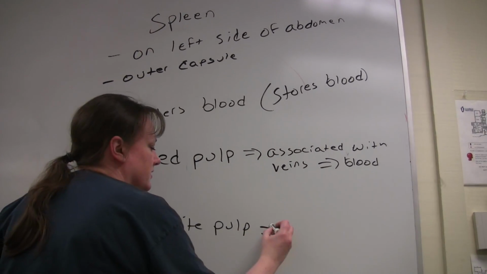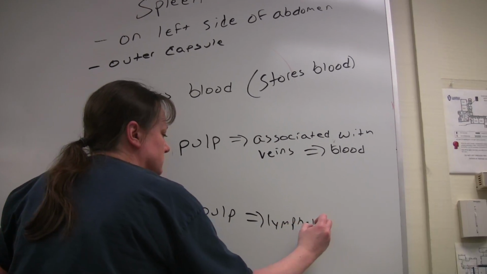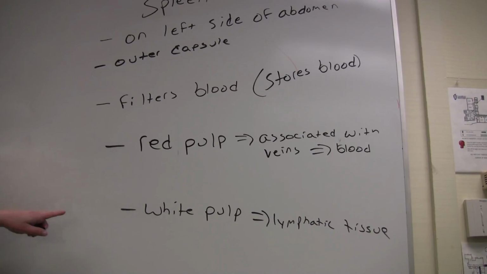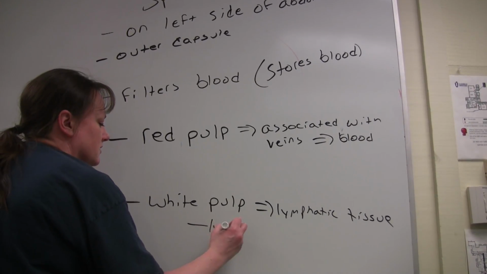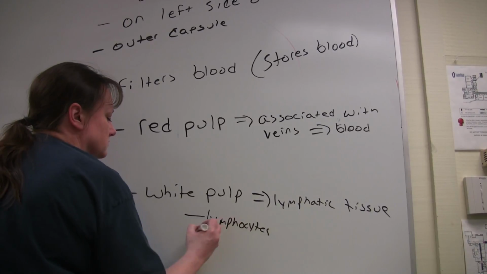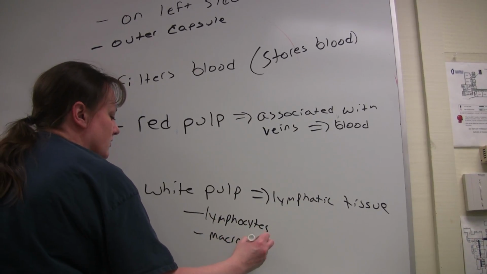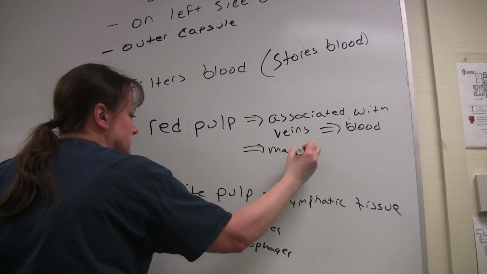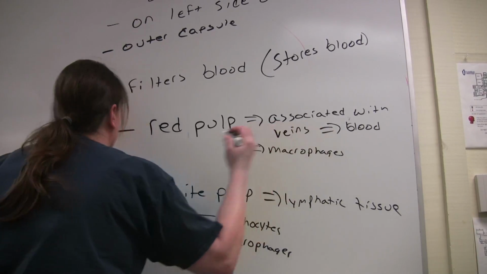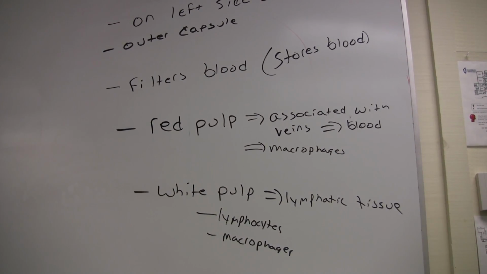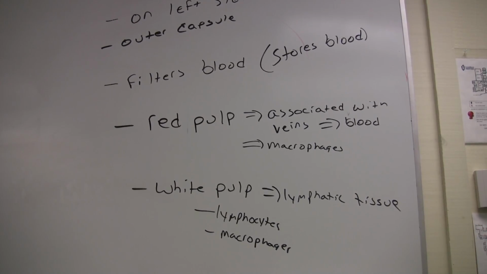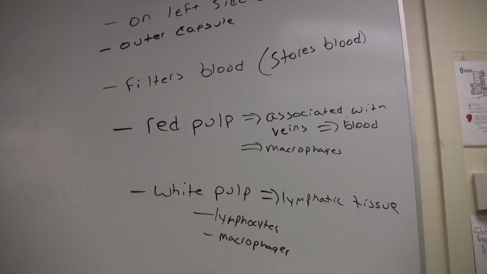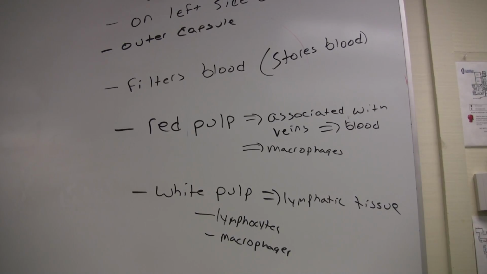White pulp, that's lymphatic tissue. So in your white pulp, you are going to have lots of lymphocytes. And let's put macrophages. Also, in the red pulp along with the blood, you have macrophages. Do you guys remember back in chapter 11 with the blood that old red blood cells that are worn out and starting to get damaged are engulfed by macrophages in the liver, spleen, and bone marrow. So there they are in the red pulp. So far, so good?